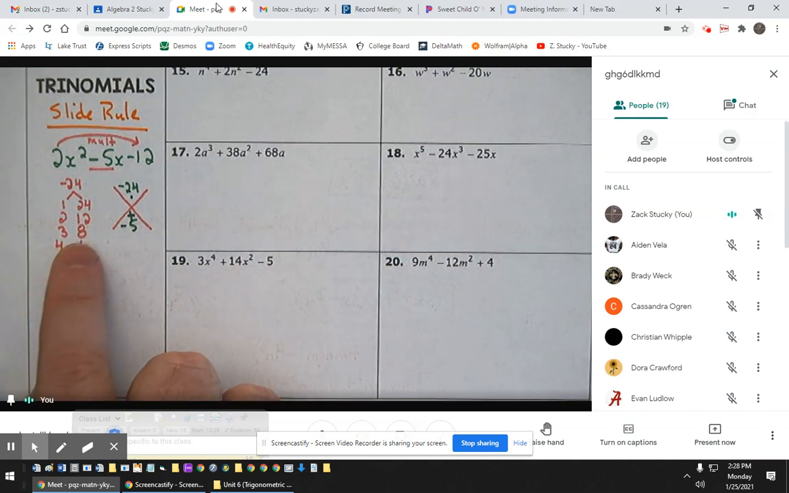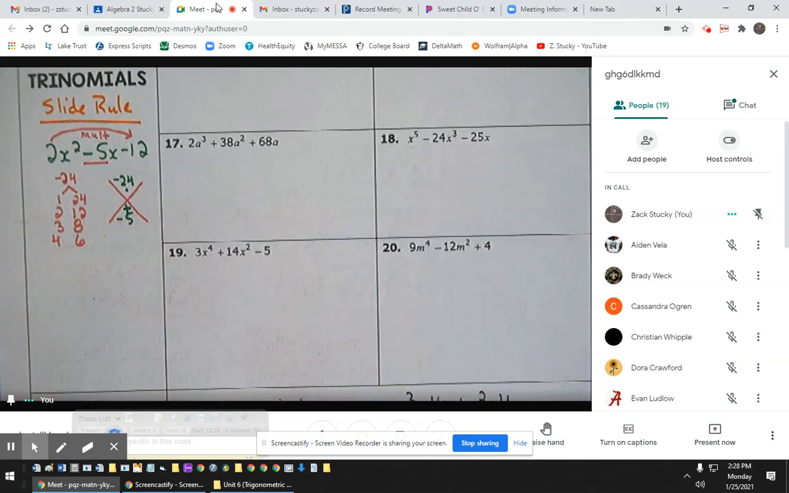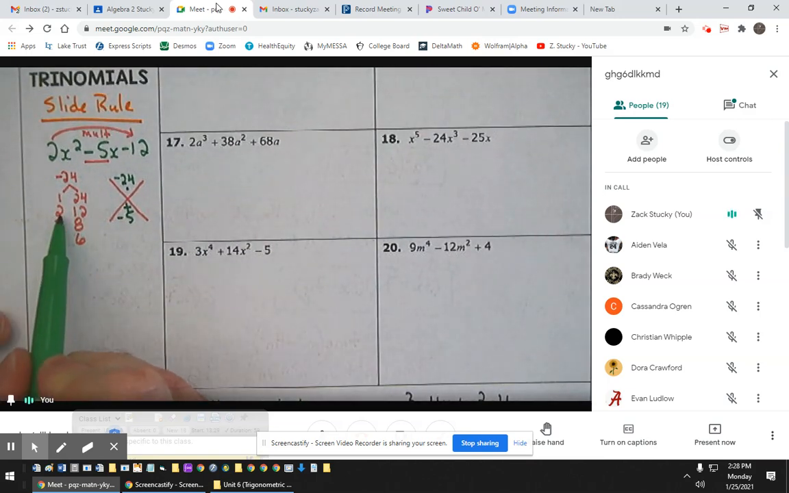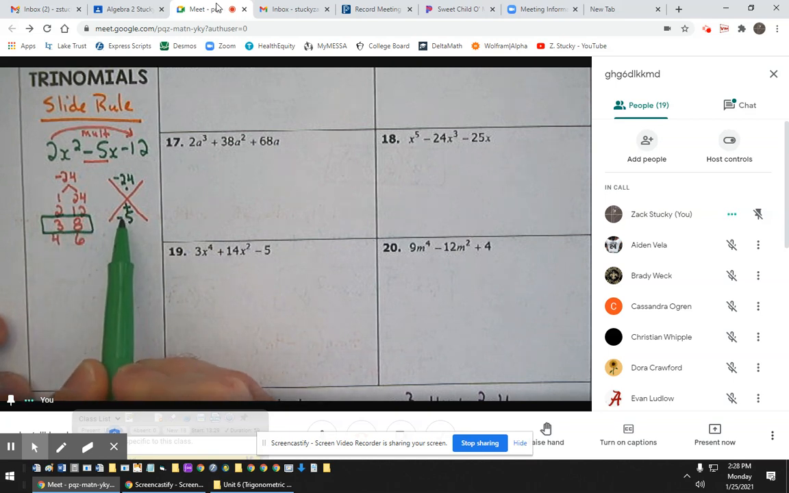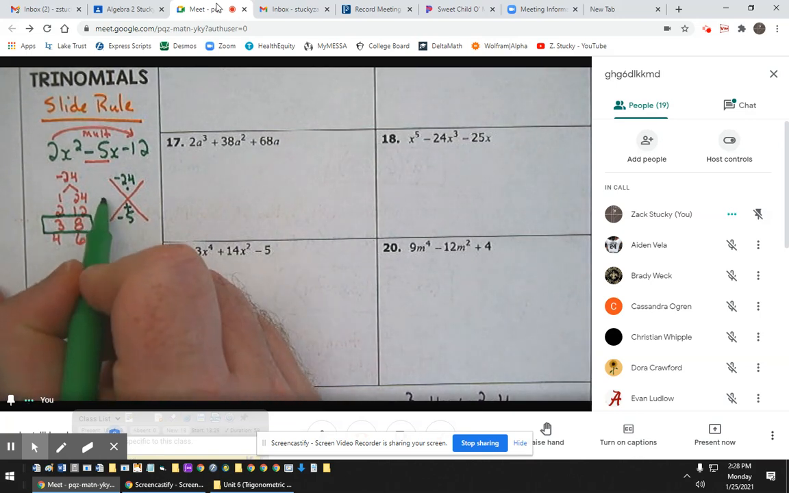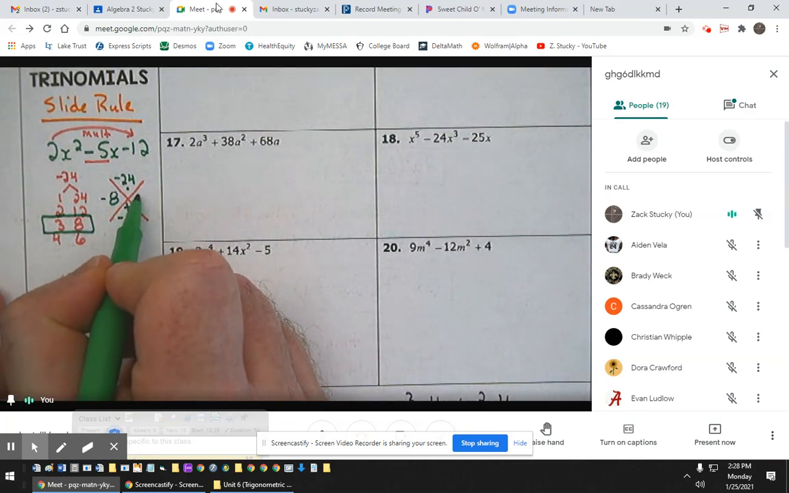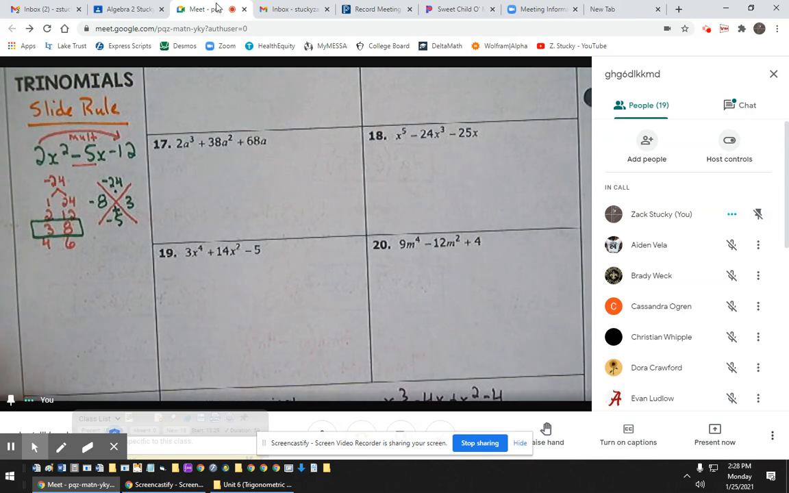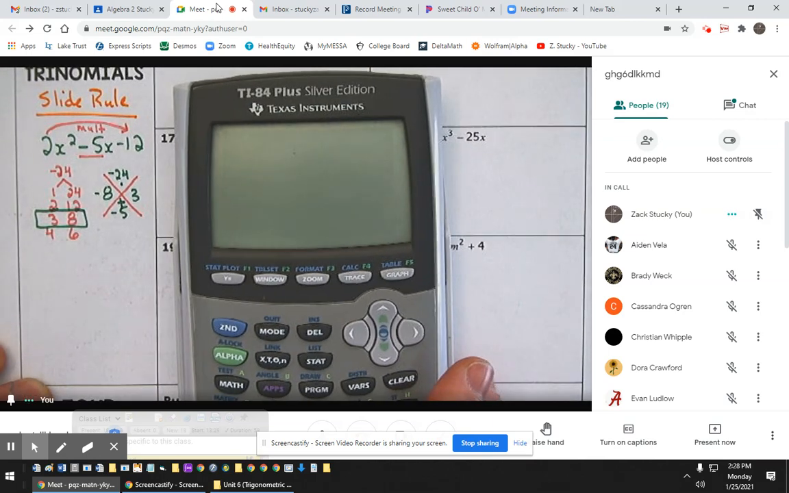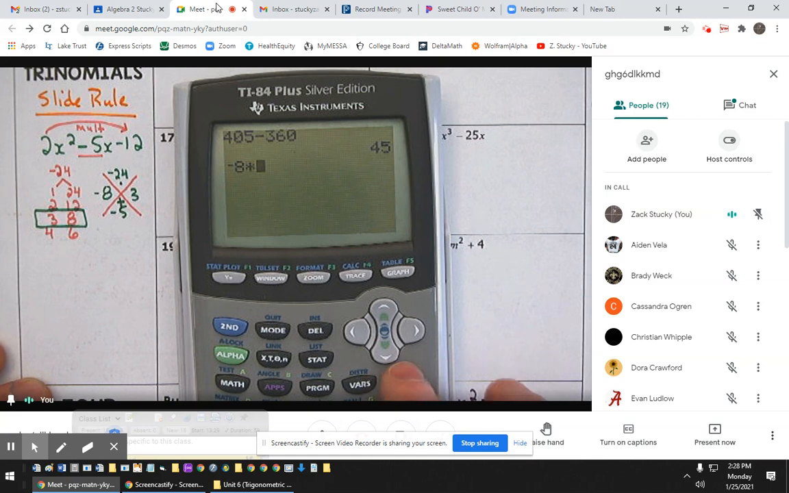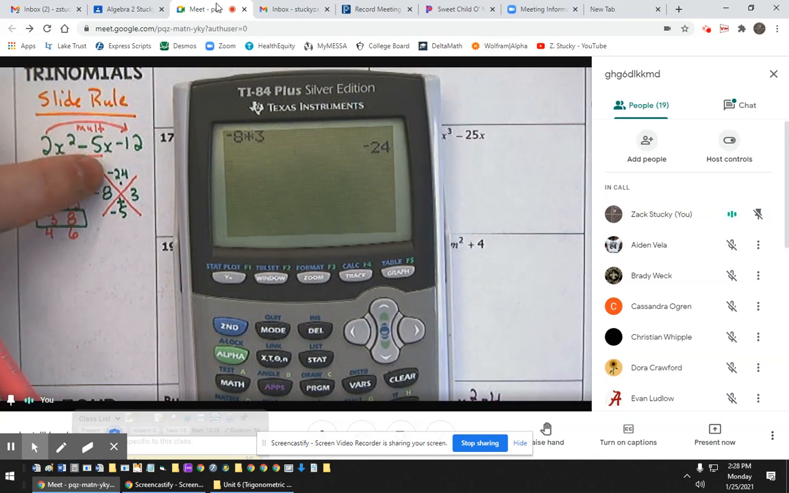Okay, do any of these add or subtract to make a 5? Yes. What ones? 8 and 3. Now, what kind of 8 would I need? What kind of 3 would I need to have them add together to make a negative 5? A negative 8 and a positive 3. So let's just double check that. Negative 8 times 3, there's my negative 24. Negative 8 plus 3, that adds up to be my negative 5.